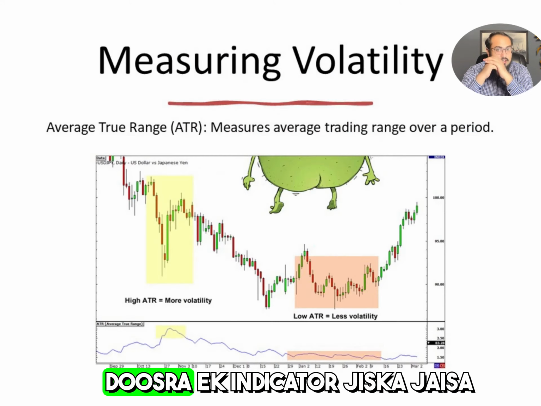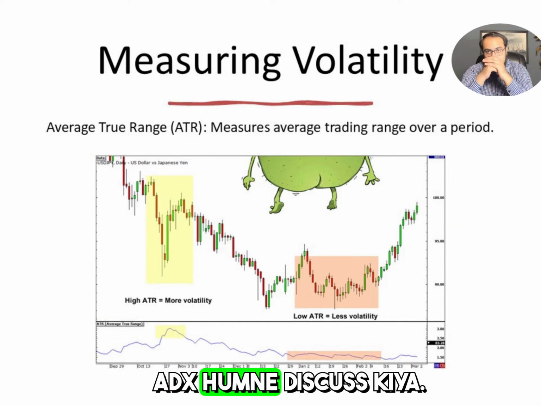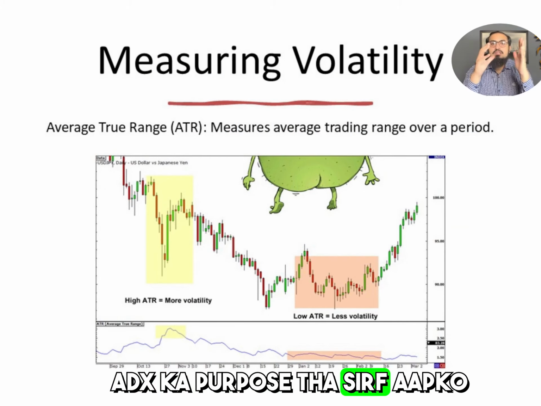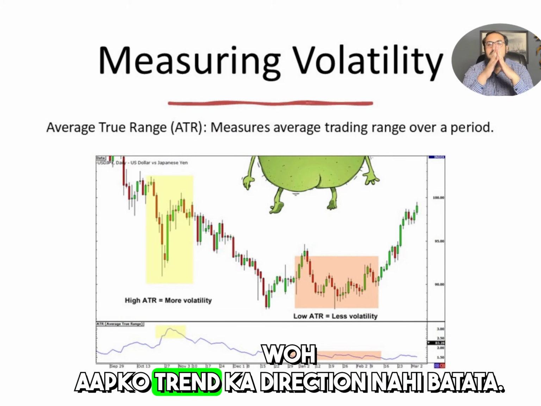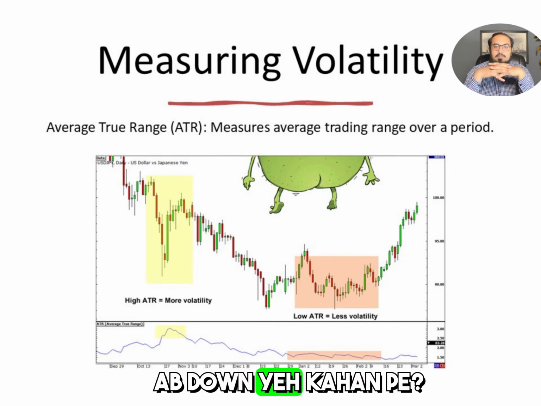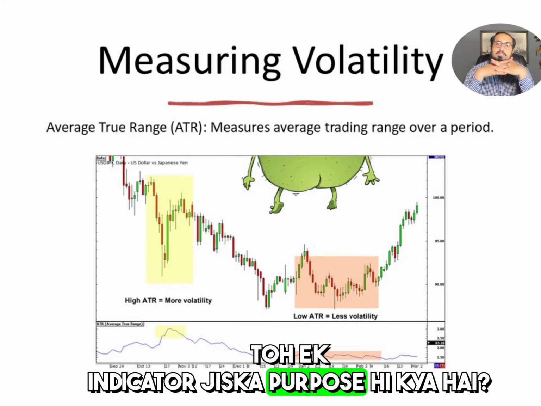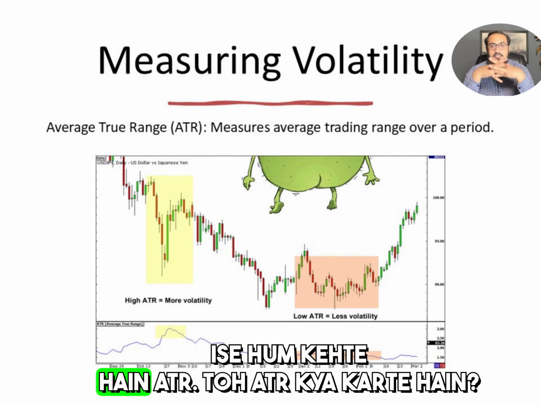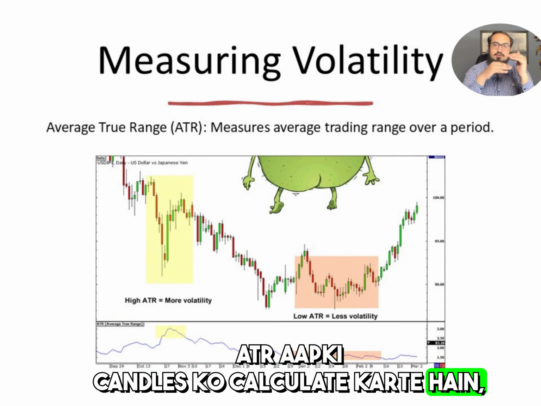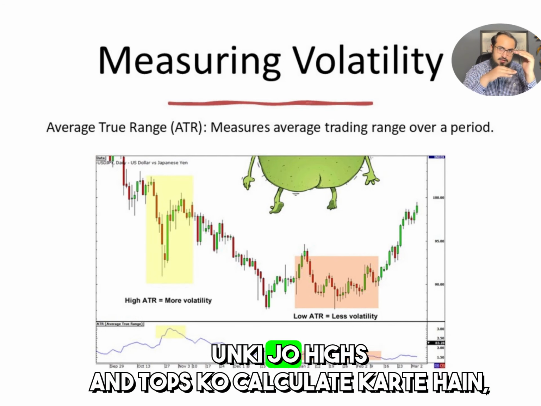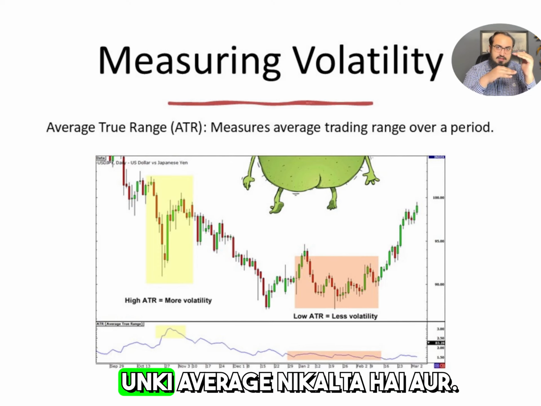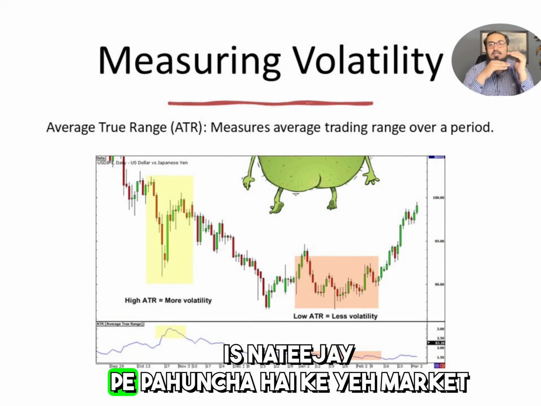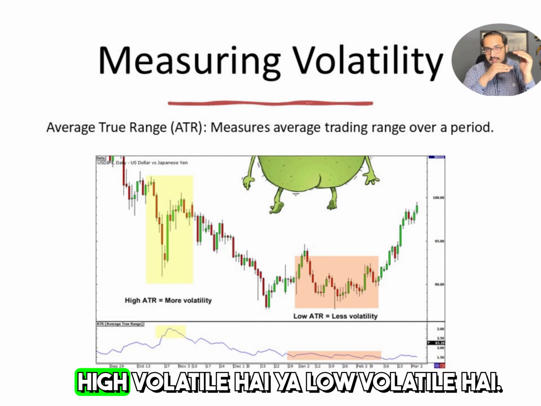The second indicator, as we discussed, its purpose was only to tell you the strength of the trade. It doesn't tell you the direction of the trend. So we need an indicator whose purpose is to tell you about volatility. We call it ATR. So what does ATR do? ATR calculates your candles. By calculating the candles and their highs and lows, it finds the average and concludes whether the market is highly volatile or low volatile.